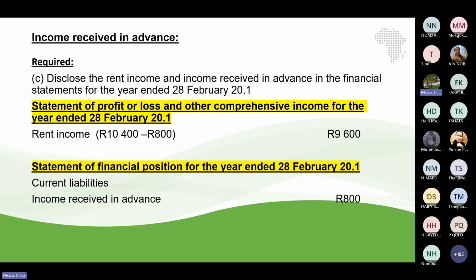I know we have mastered this by now. I'm not gonna dwell much on it for the sake of time. So this is how it will look. Income received in advance, 800 will be your current liability. Your rent income will reduce the 800 because only 9,600 relates to this current financial period. Yes, we will share the slides.